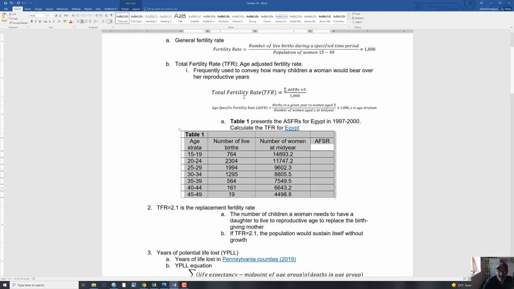And total fertility rate is the sum of the age-specific fertility rates times 5 divided by 5, because it's a 5-year period for each of these strata. 15 to 19, 15, 16, 17, 18, 19, that's a 5-year period. So we're going to multiply those and then divide it by 1,000. We divide by 1,000 to get rid of this initial 1,000 that we had up here. So let's do it.